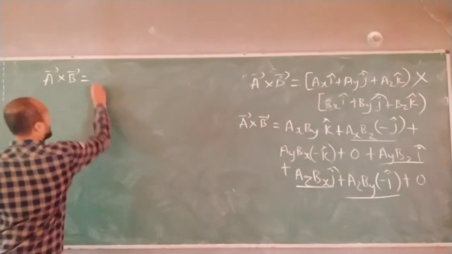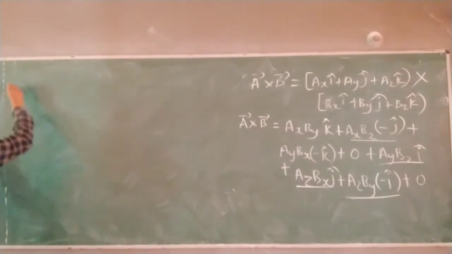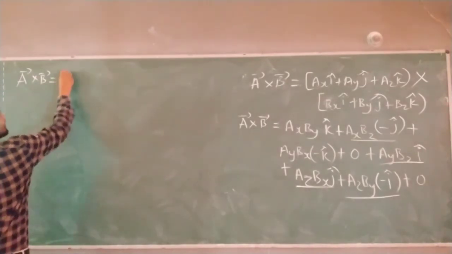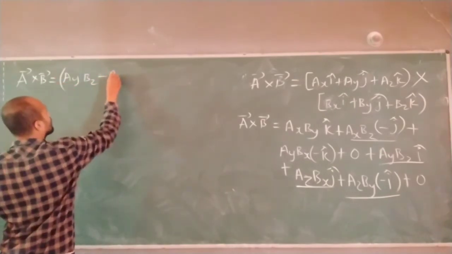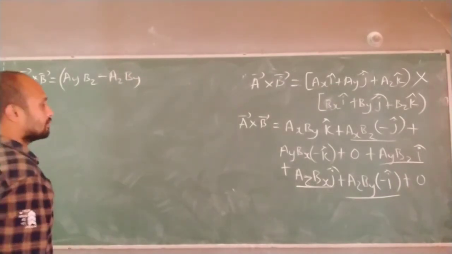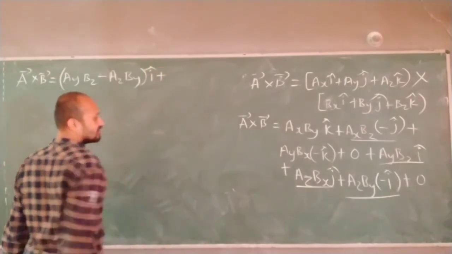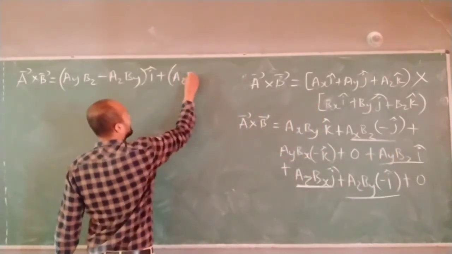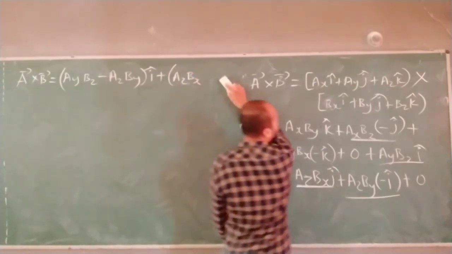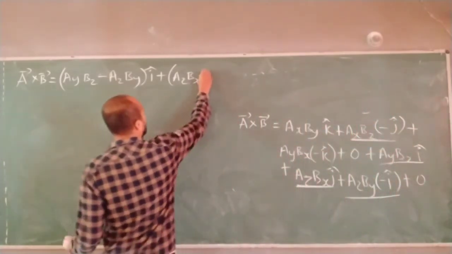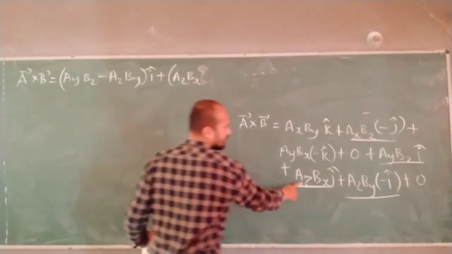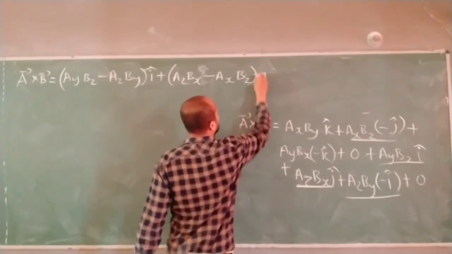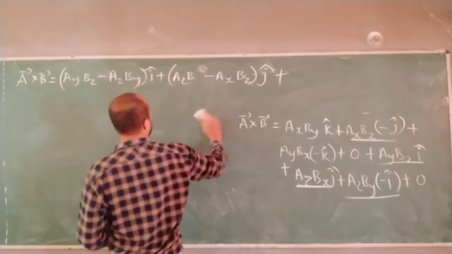First look at these two. a cross b will be equal to, first look at those two things as I mentioned, ay bz minus az by, correct now, into i cap, plus, second look at j, this part and this part, you can write az bx minus ax bz, j cap, plus, correct now?